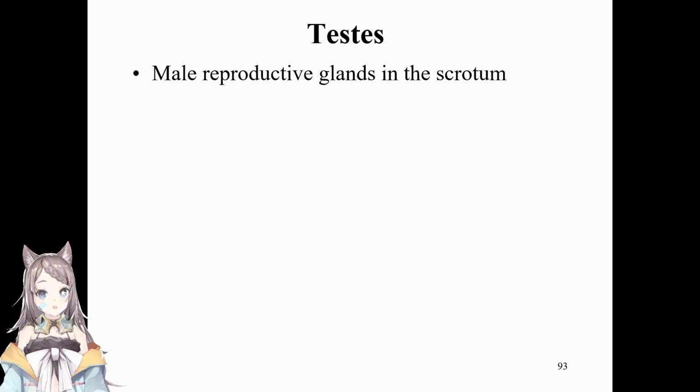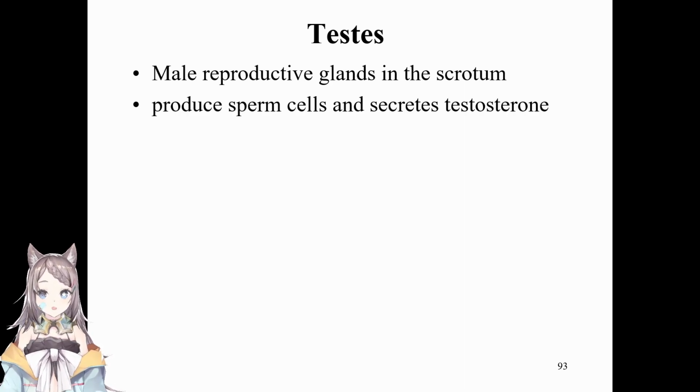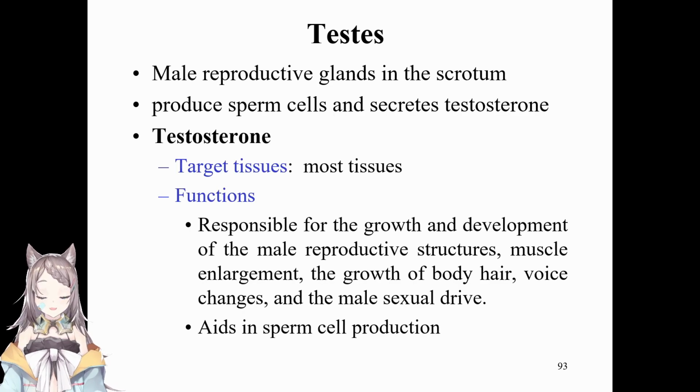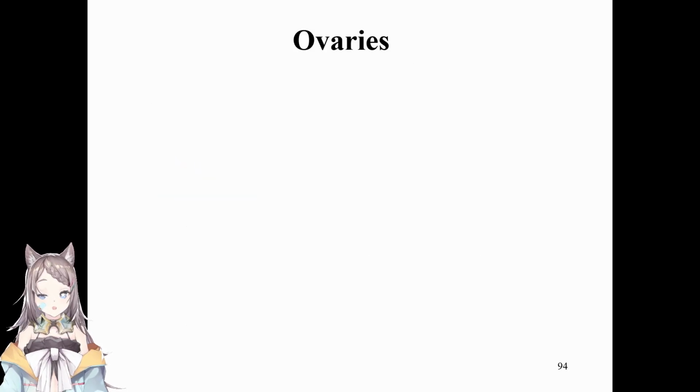Next, you have your testes, or the male reproductive organ. They are glands found in the scrotum. They produce sperm cells and secrete testosterone. Testosterone acts on most tissues and is primarily responsible for growth and development of the male reproductive structures, muscle enlargement, growth of body hair, voice changes, and the male sex drive. It also aids in sperm cell production.